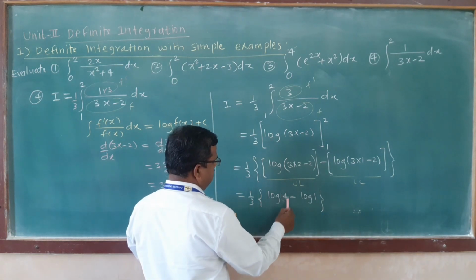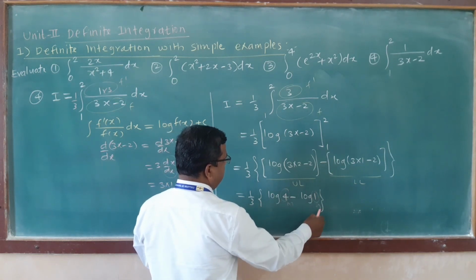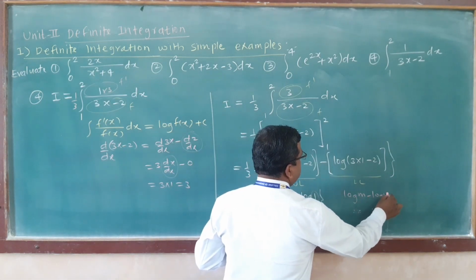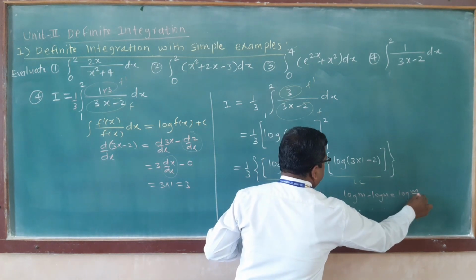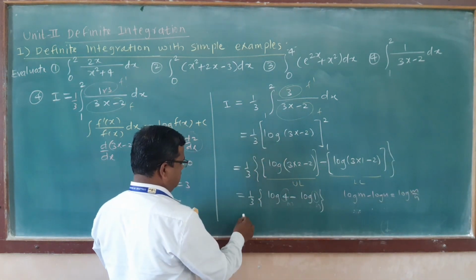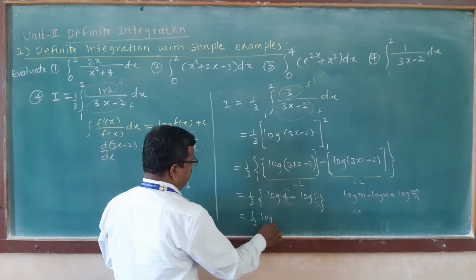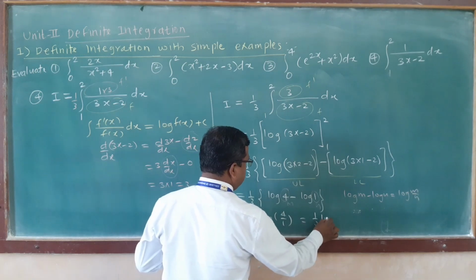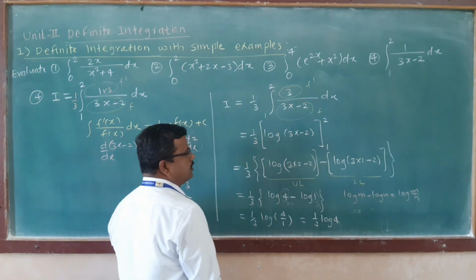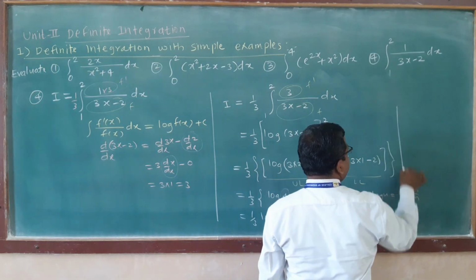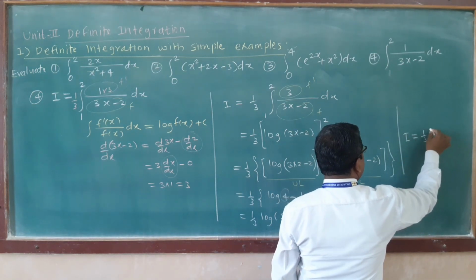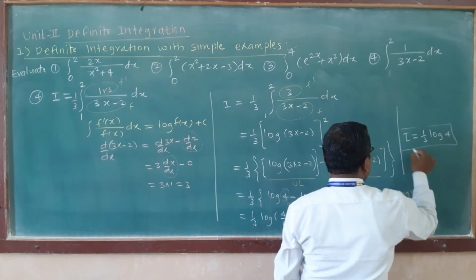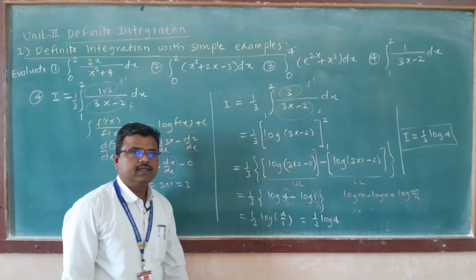Again this is in the form log m minus log n, which is equal to log of m upon n. That means 1 upon 3 log of 4 upon 1, which is equal to 1 upon 3 log of 4. So this is the value of I, which is equal to 1 upon 3 log of 4. So this is the required value of the given integration.